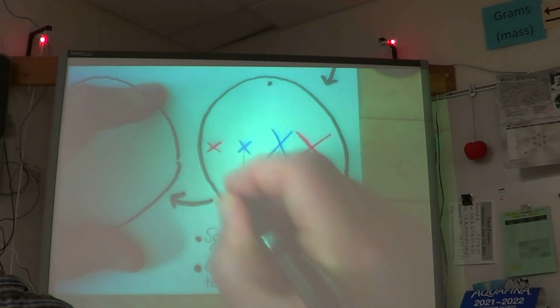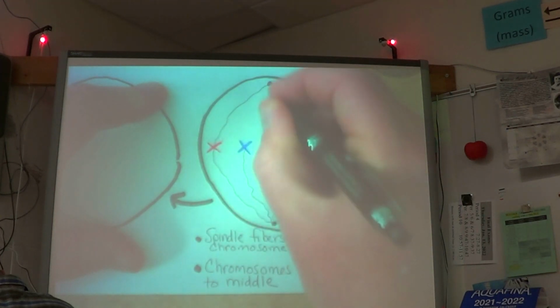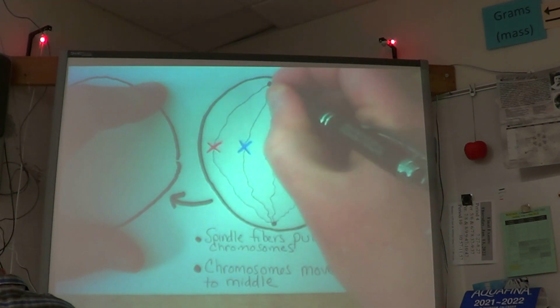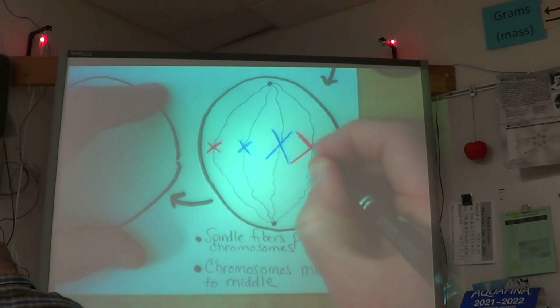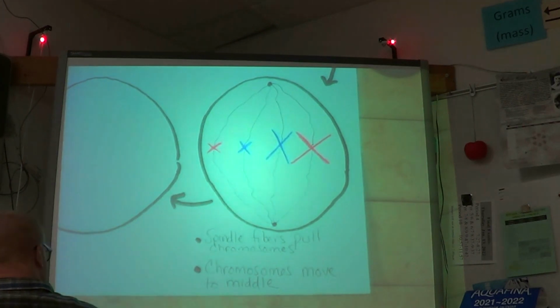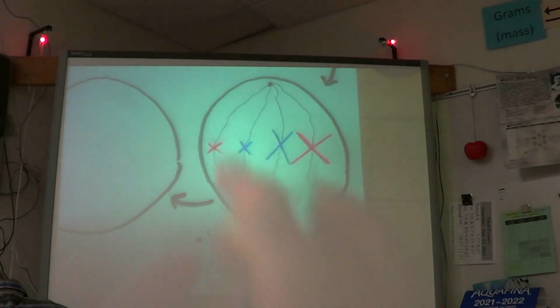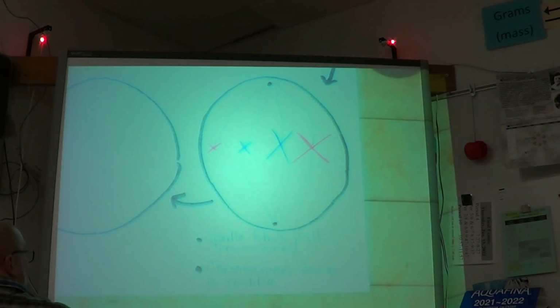And they're playing a game of tug-of-war right now. At this point during metaphase, they are lined up in the middle. No one is winning the game of tug-of-war. It's a tie. They're just sitting in the middle, but they're still pulling. And that's what we get when we get to middle.